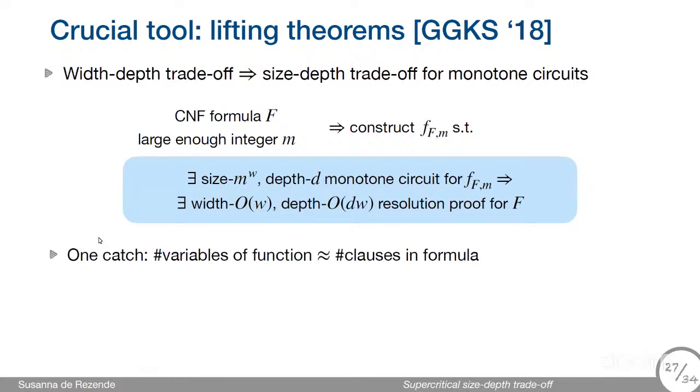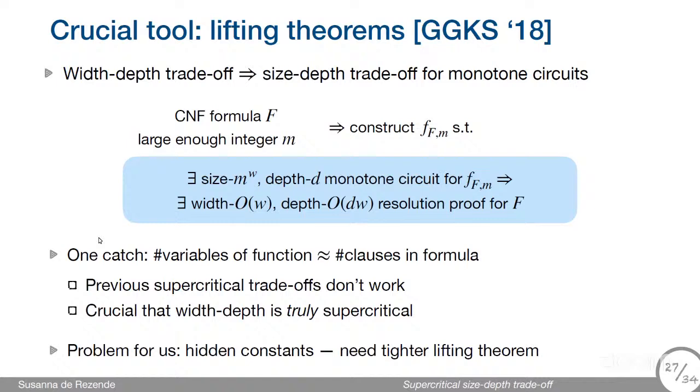And there is one catch here, which is that the number of variables of the function constructed is proportional to the number of clauses in the formula. So that's why the width depth trade-offs that were only supercritical in terms of the number of variables and not on the number of clauses did not give anything when we used this lifting theorem. Okay.